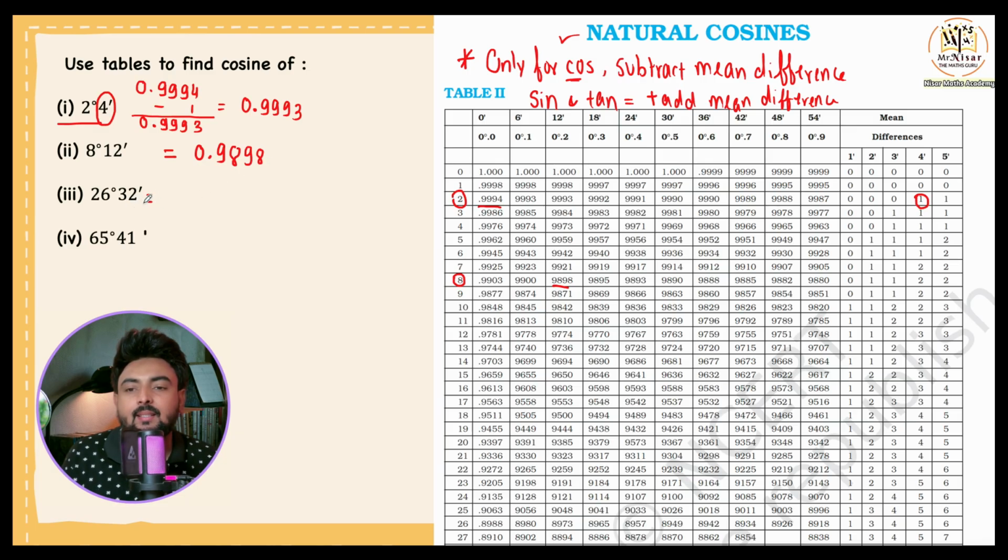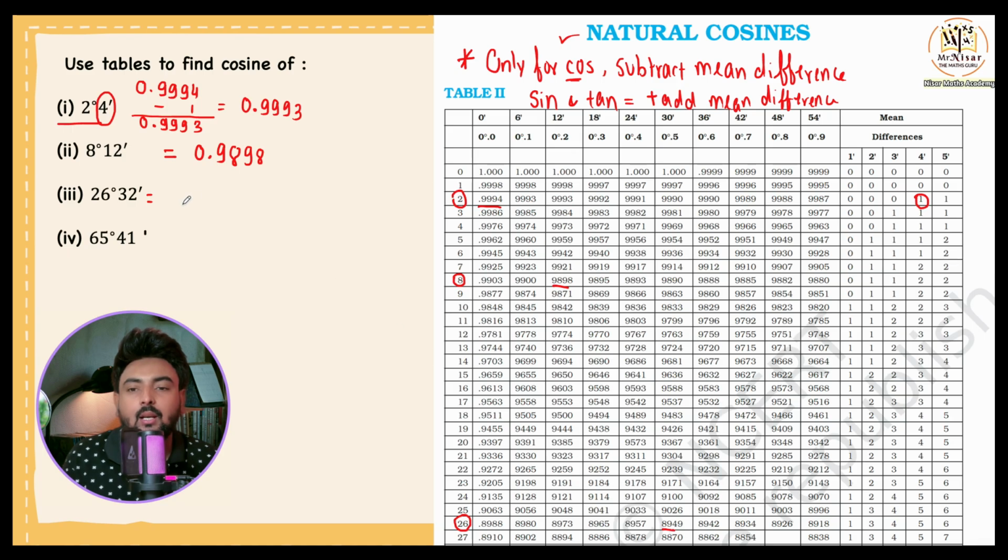It's 26 degrees and 32 minutes. So first, we'll go to 26 degrees. Yes, I'm able to see 26 degrees here. Then we need 32 minutes. Do we have 32 minutes? No. Previous to 32 we have 30 minutes, so we'll go to 30.